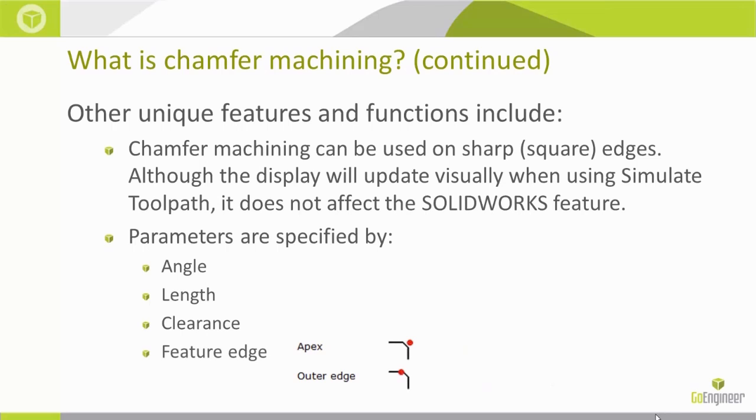Feature edge. This parameter defines whether the geometry in the feature is to the apex of the chamfer or to the outer edge of the chamfer. Depending on the condition, the resulting toolpath will be offset in XY by an additional amount equal to the chamfer length. The two geometry conditions are shown to the right.